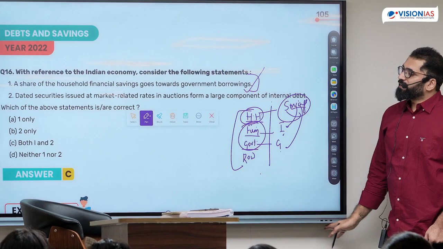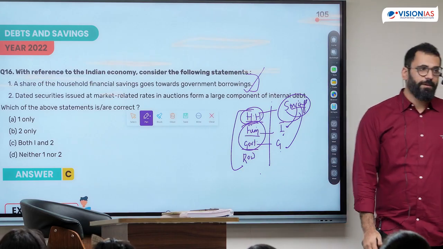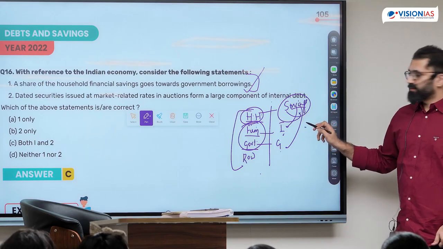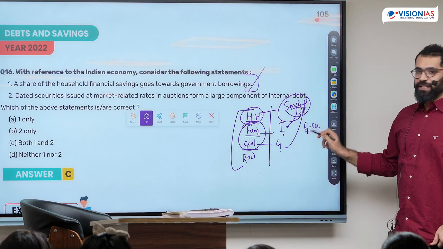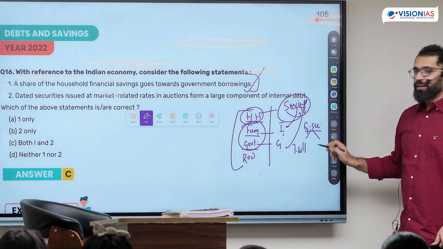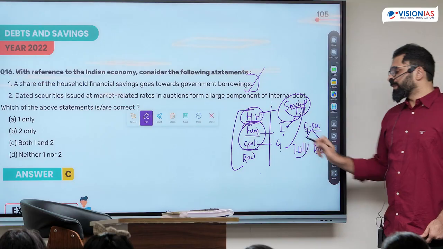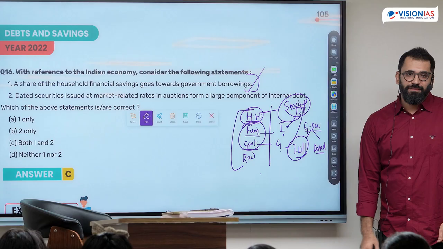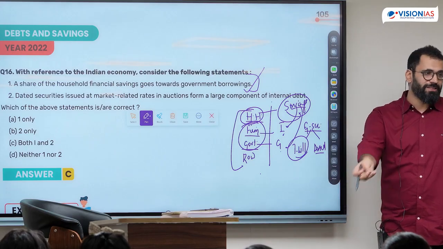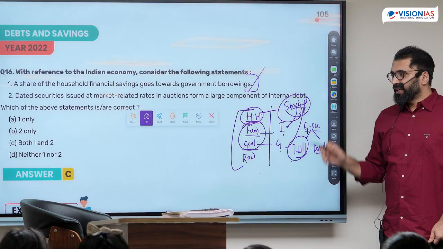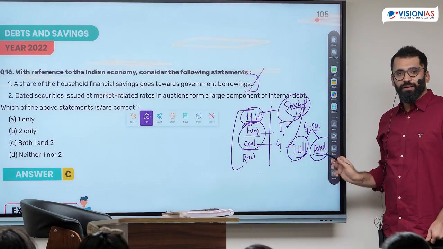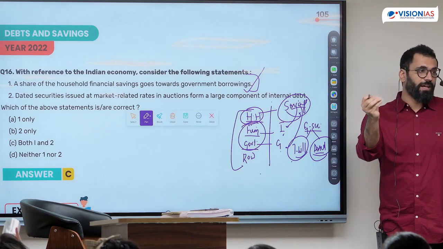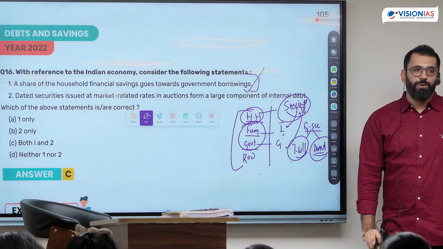Dated securities issued at market rates in auctions form a large component of internal debt. The government, in order to take the savings, will issue what? Government security. Government security less than 1 year are called as? More than 1 year are called as? Now what is the purpose of taking money for less than 1 year? Temporary mismatches. I know that money will come after 2 months; right now I don't have it. So this is only temporary mismatches. If I need money for a longer time duration, it would be when I have a structural problem in the economy, every year I have to borrow, and I have to borrow for either repayment of something where I don't know money will come back or not, or I will have to do it on development.